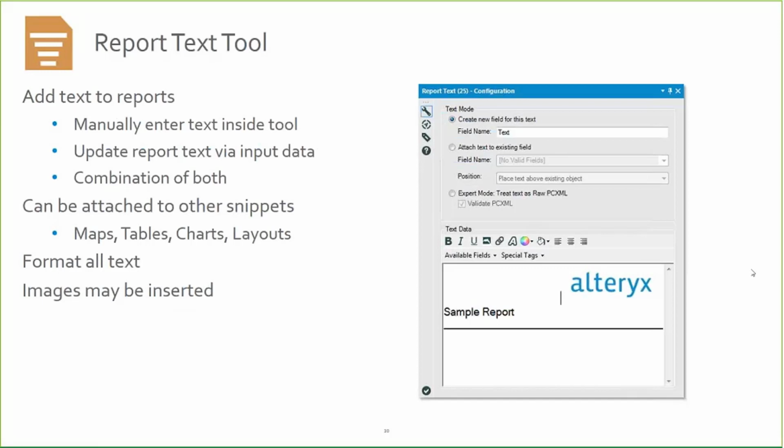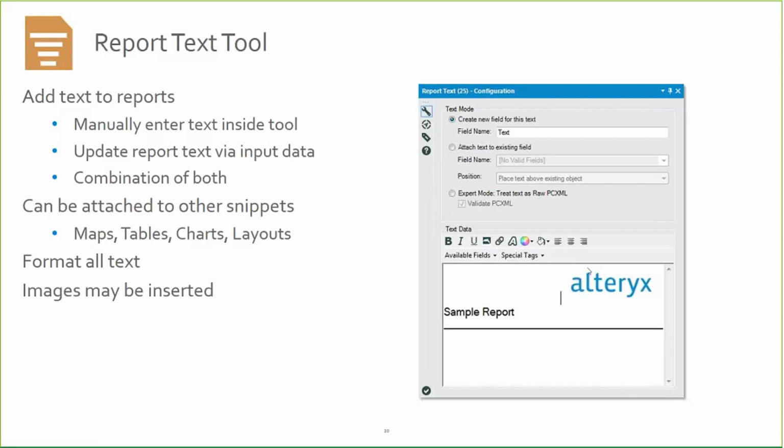And what I'll do is I'll create a new field for this text. So I'll click this radio button. I have the option to create some text and add it to an existing report snippet. So if I have a map and I want to create a title, I can just create a nice little title in this box and format it however I like and say attach to the map field. And what you'll find is that you now have the map and the text that I created here together in one snippet.